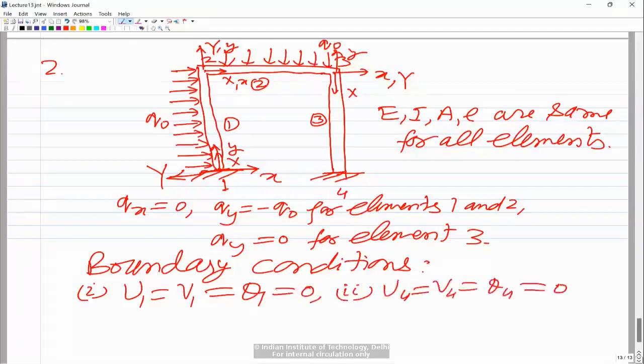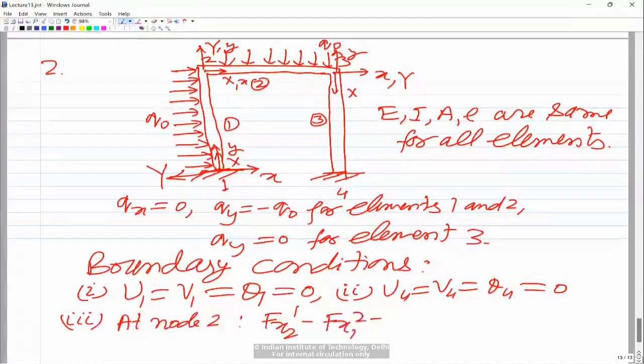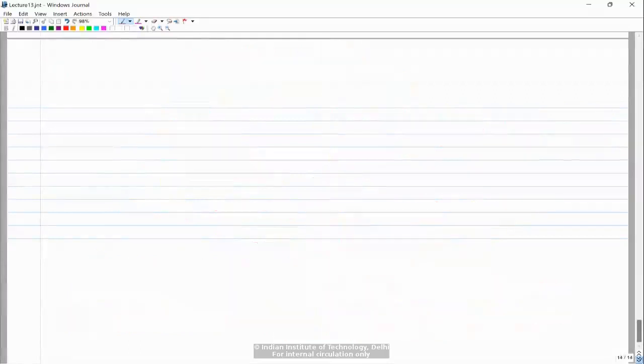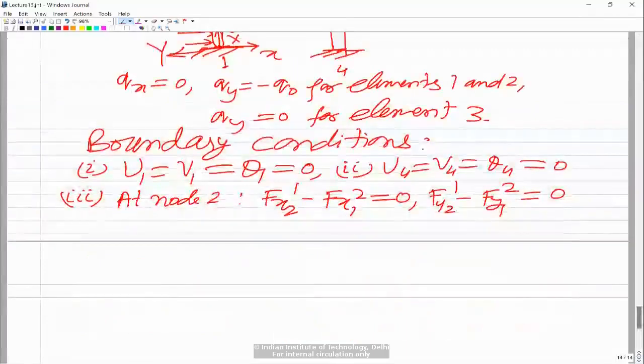And now if you look at common nodes 2 and 3, there are no externally applied loads over there. So at global node 2, you will have fx21 minus fx12 equal to 0, no external force along the positive global x direction. Similarly fy21, where the superscript is the element number, minus fy12 is also 0 because there is no external applied concentrated force at node number 2. And there is no concentrated moment also, so m21 minus m12 will be equal to 0.